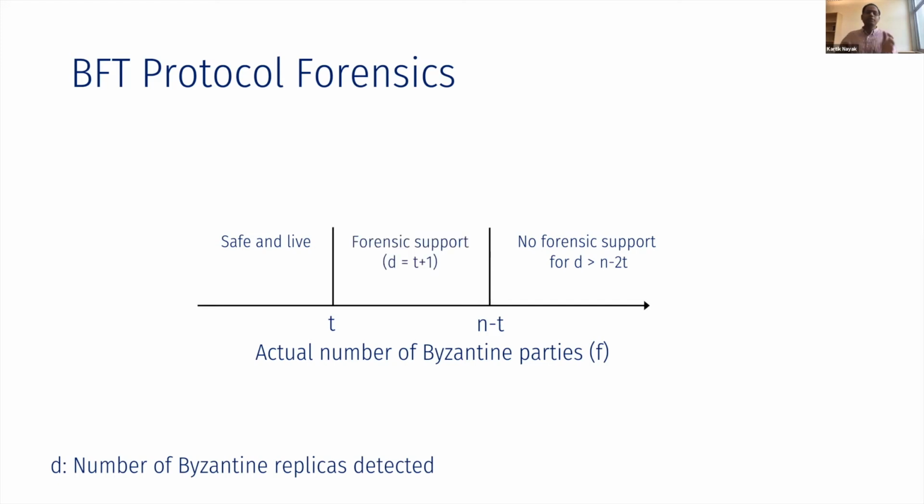For the region in between, you can potentially have forensic support, and in particular, you can potentially detect t plus 1 Byzantine parties. So why is this number t plus 1? In some sense, t plus 1 is optimal because t plus 1 Byzantine replicas are sufficient to actually cause a safety violation. Even if you have more Byzantine parties, they may not actually cause a safety violation. And that is why that's the best you can hope for: to detect t plus 1 Byzantine parties.